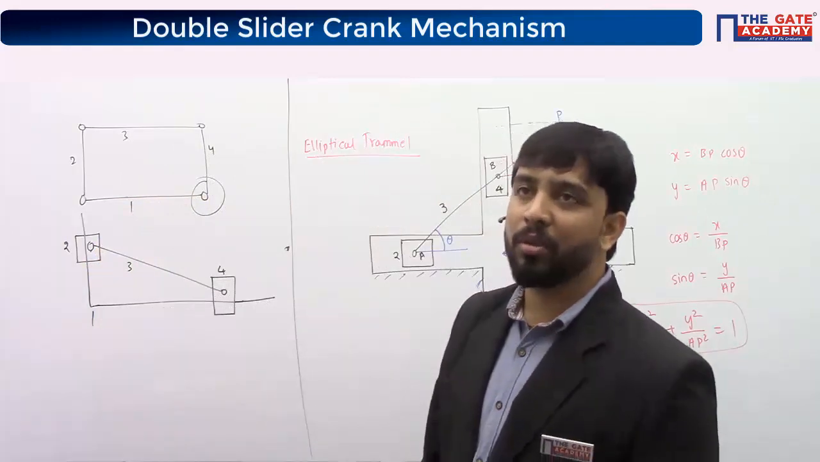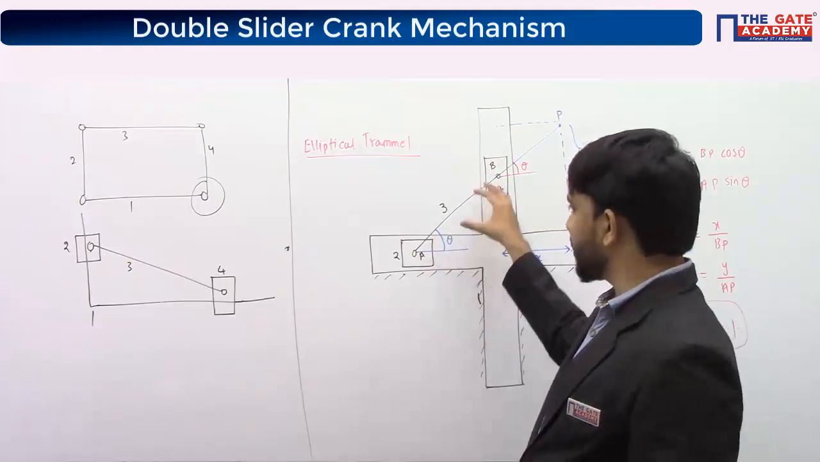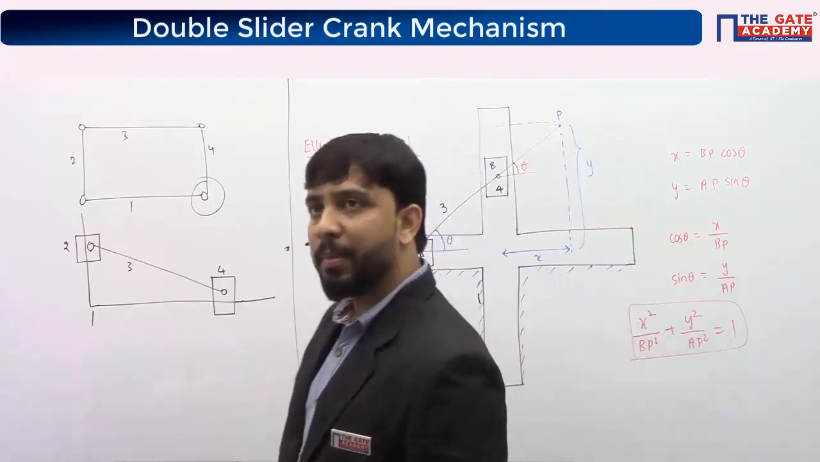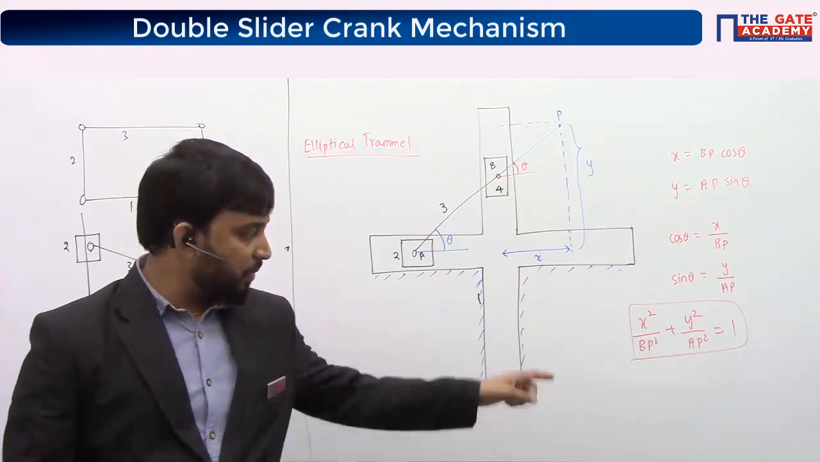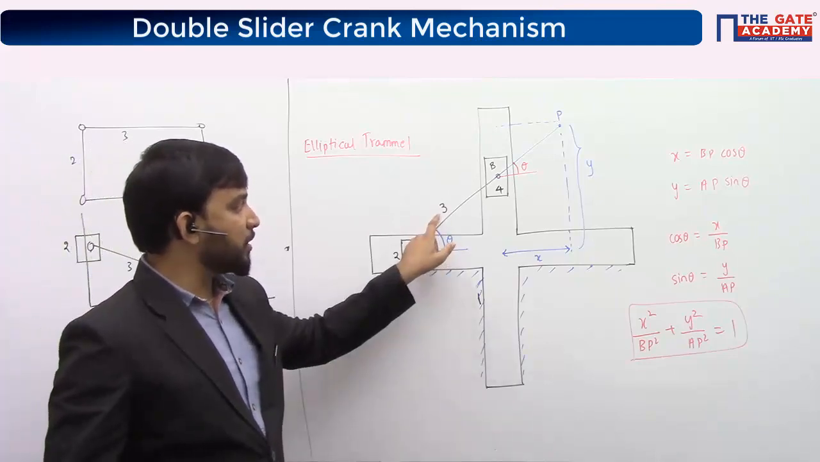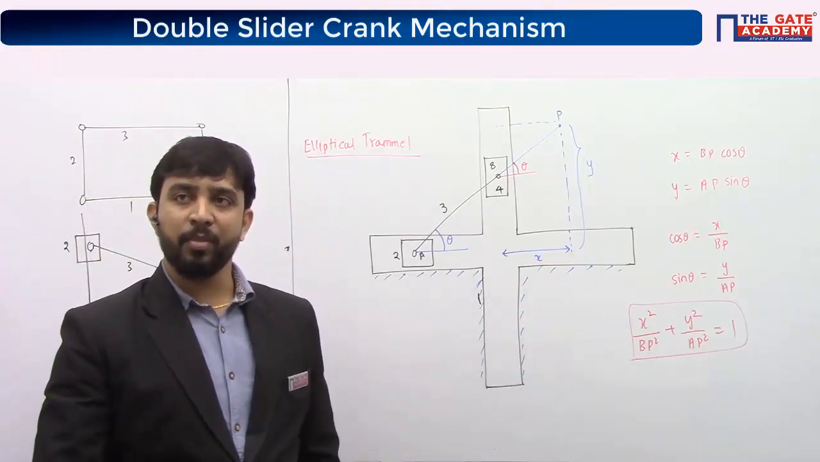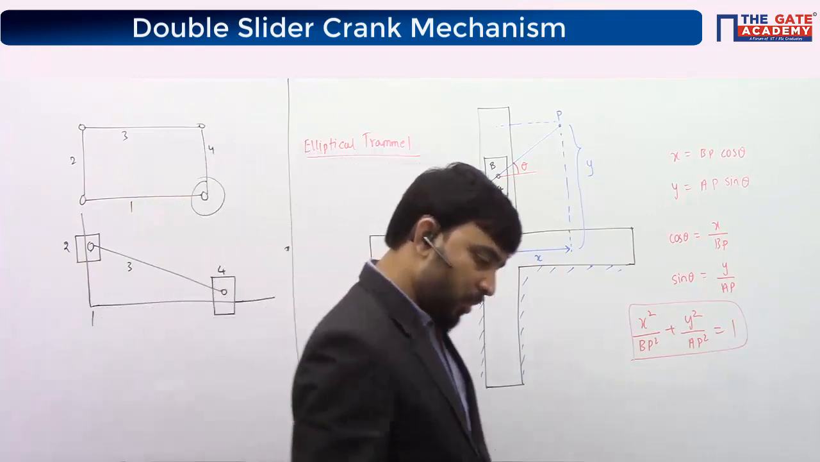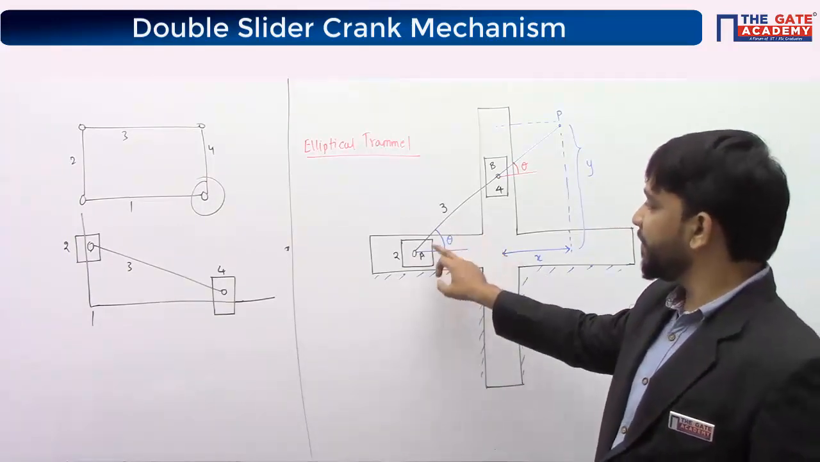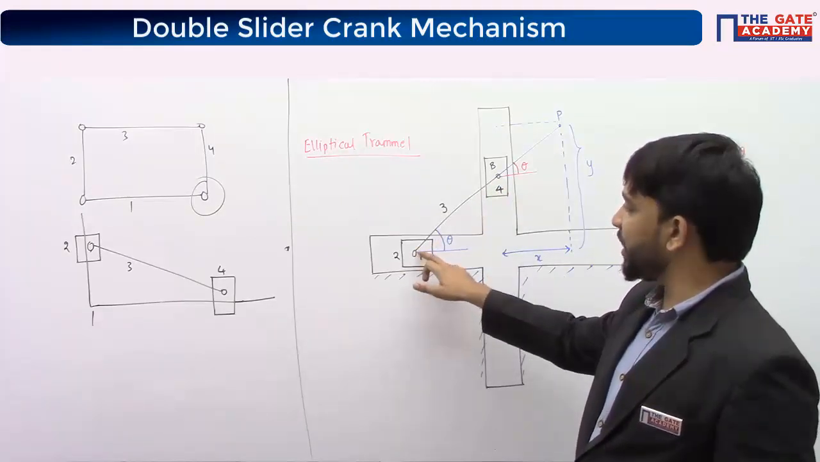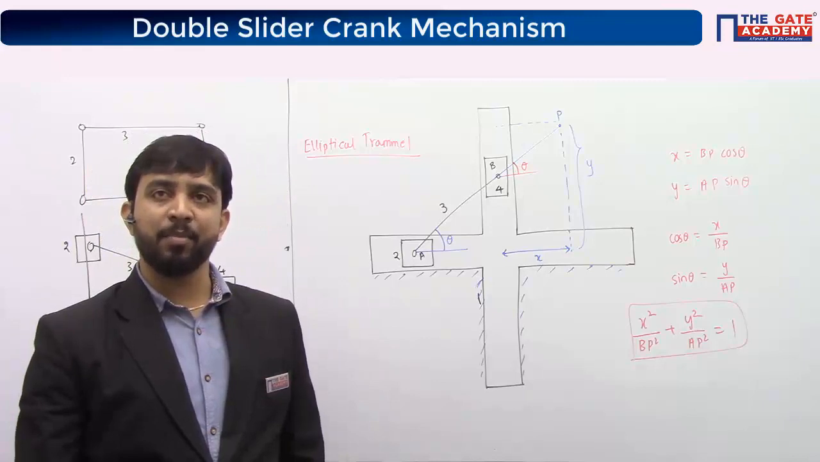Nothing is connected to a motor, no link is connected to a motor. Basically this is used for drawing an ellipse. You can move these sliders by hand, just slide like this. The locus of any point on link 3 will trace an ellipse, except the midpoint of AB.